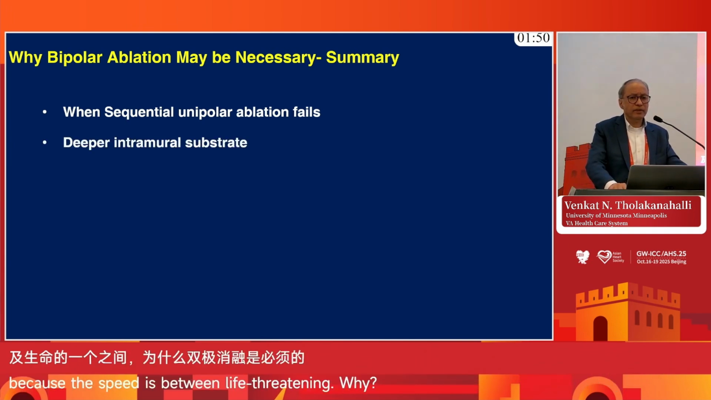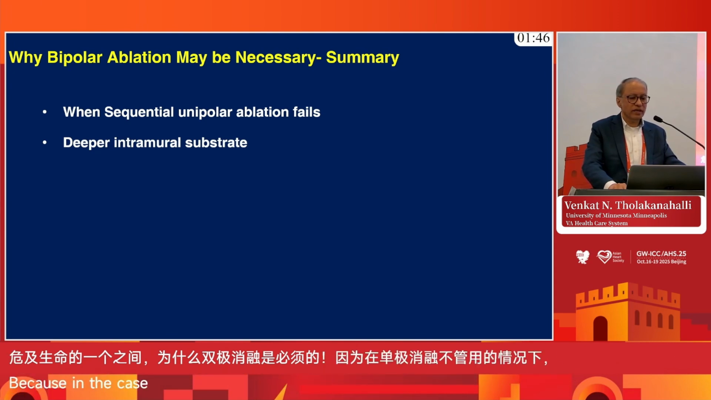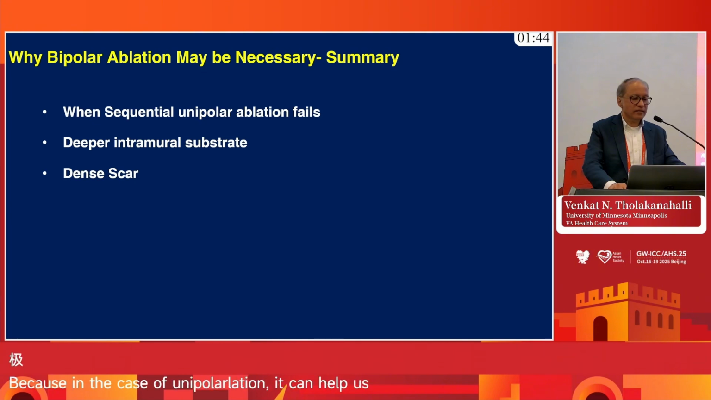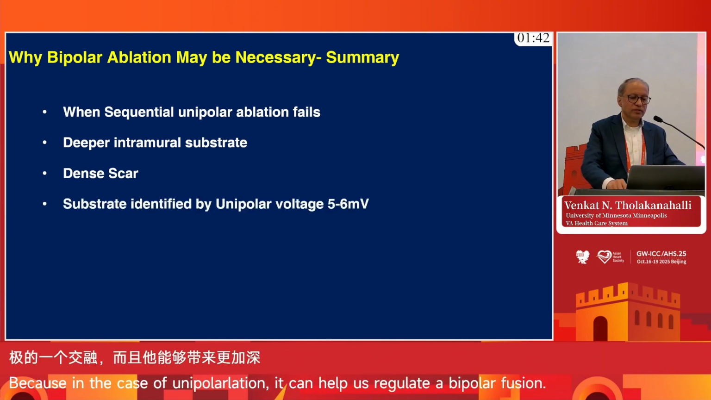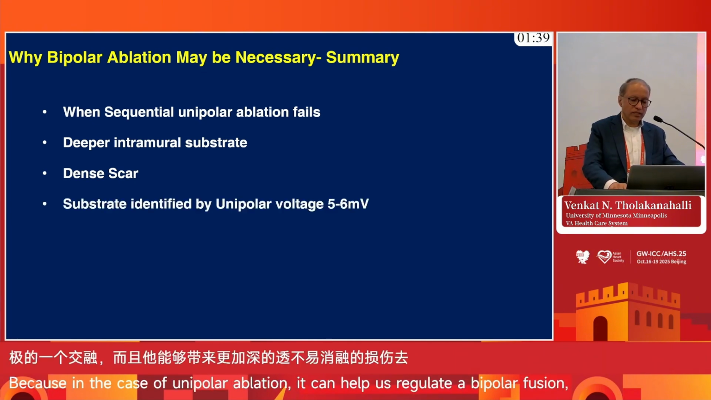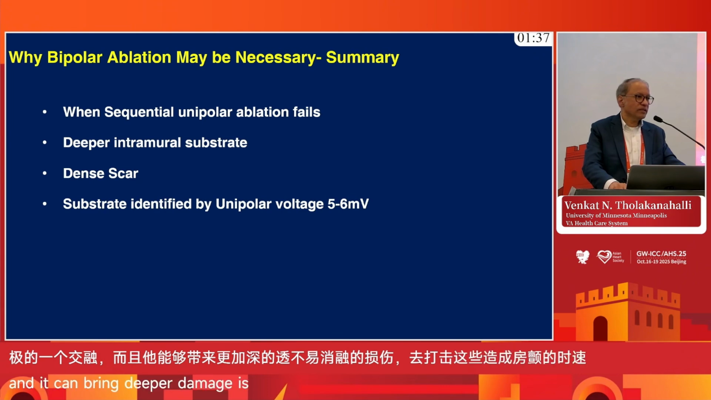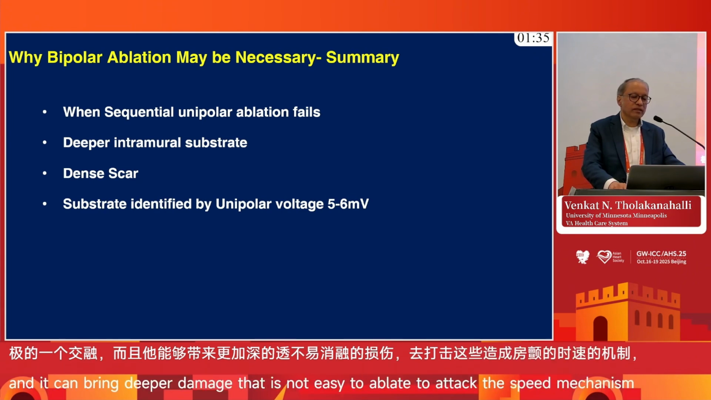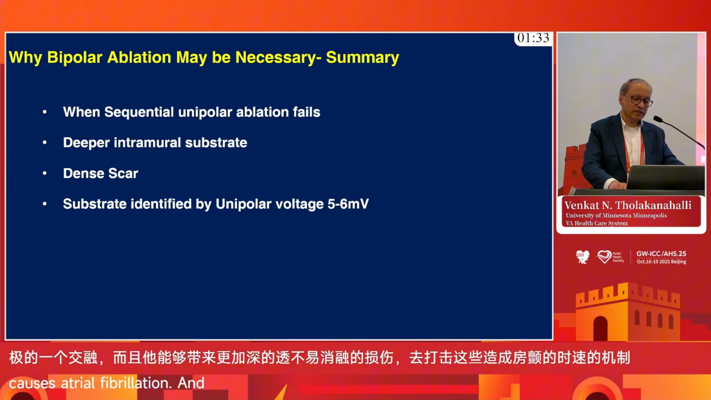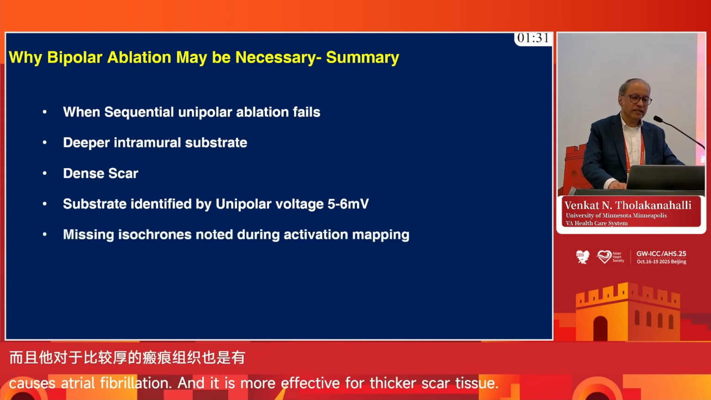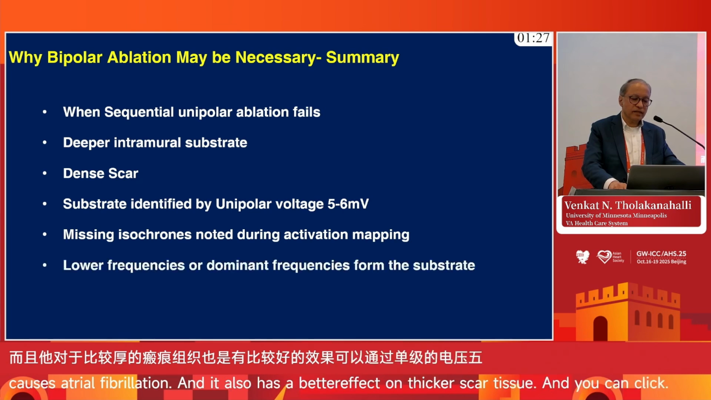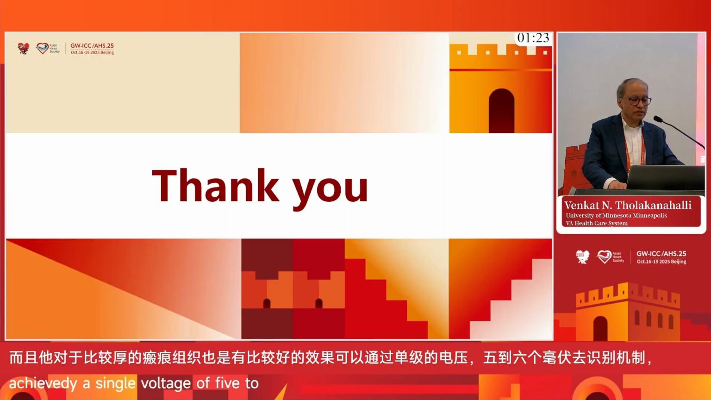Deeper intramural substrate is the reason, where we have difficulty reaching it using an endocardial approach, as well as dense scar. Then substrate identification by unipolar voltage of 5 to 6 millivolts is the area where the ventricular tachycardia seems to be mapped, along with missing isochrones from the endocardial surface, and the dominant frequencies in the area of interest.